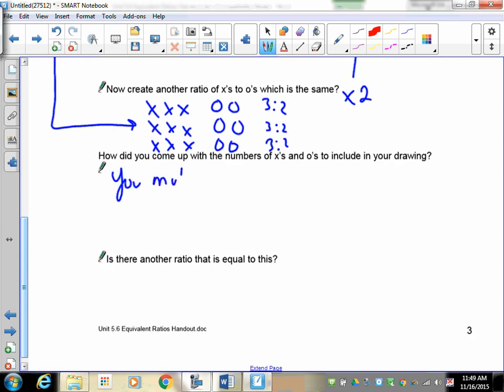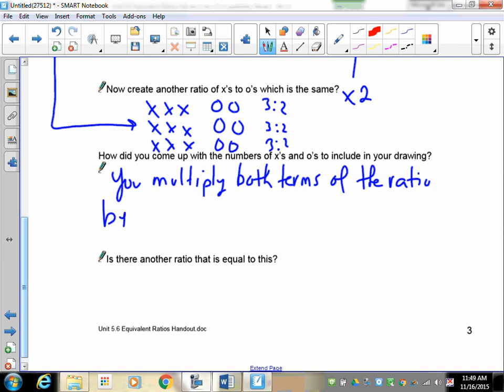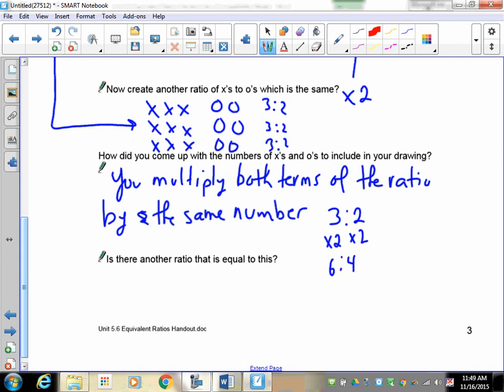Doesn't that sound familiar? Multiply both terms of the ratio by the same number. Now, you probably remember this is how you create equivalent fractions, by the same number. Okay? So, think about it. If you had 3 to 2, and you wanted to create an equivalent fraction, multiply everything by 2, that gives you 6 to 4. That's equivalent. If you had 3 to 2 as a fraction, you multiply both of them by 2, that gives you 6 over 4. Right?